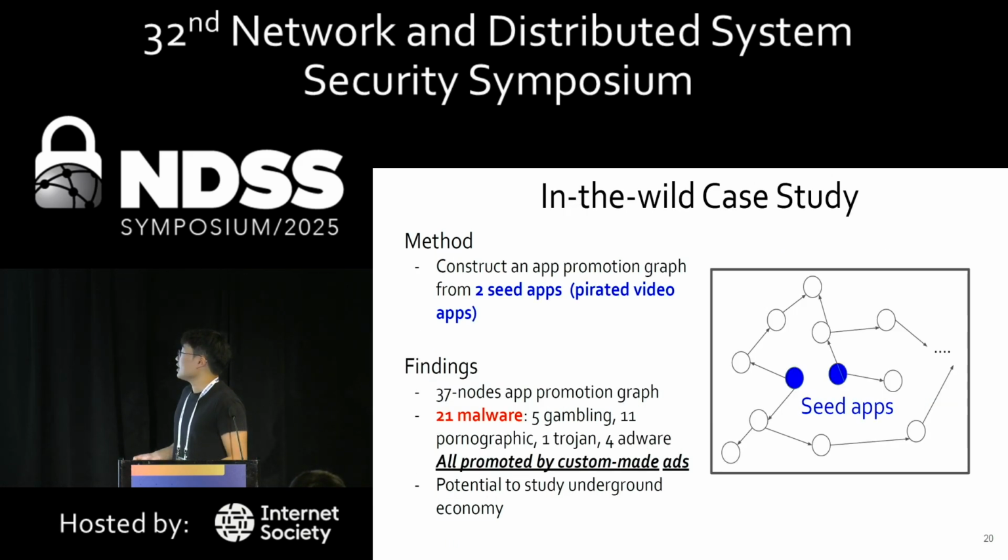So we also conduct an in-the-wild case study. We construct a tiny app promotion graph from two seed apps, which are parrot video apps we encountered in our previous study. We just run them, record their ads, download the promoted apps, and run the promoted apps, record their ads, and so forth and so on. Finally, we got an app promotion graph of 37 nodes, and 21 of them are malware, including gambling, porn, Trojan, adware. All of them are promoted by custom-made ads instead of ad libraries. And this shows the potential of our approach to study the underground economy.